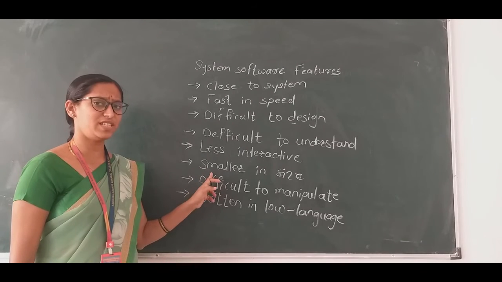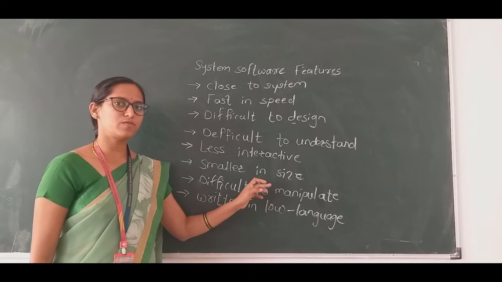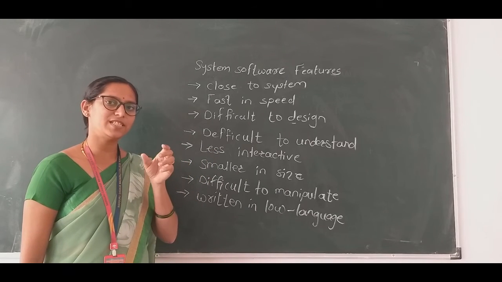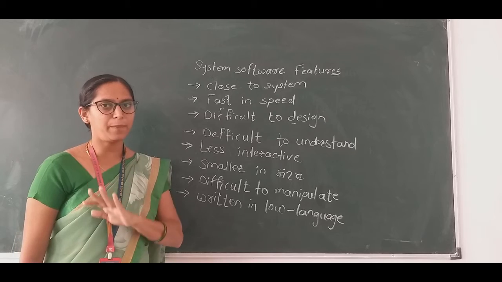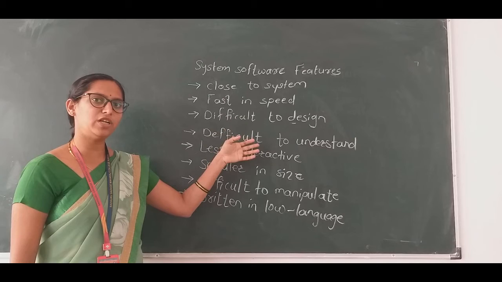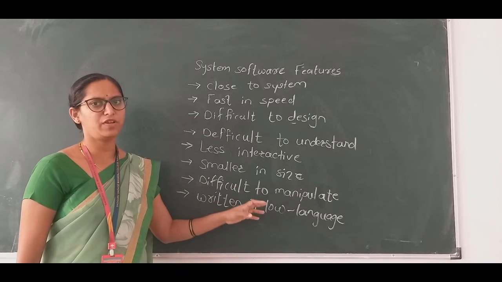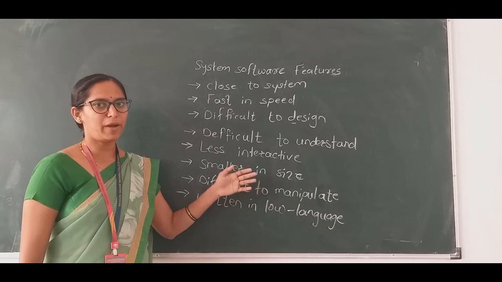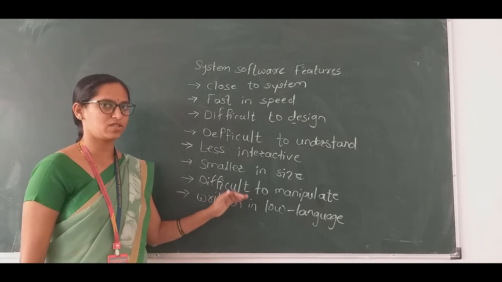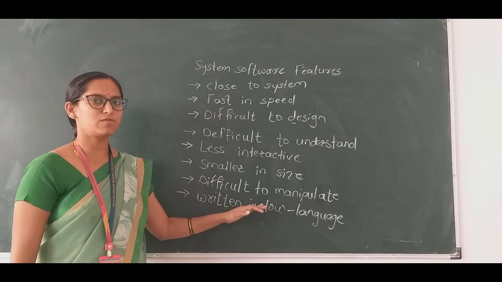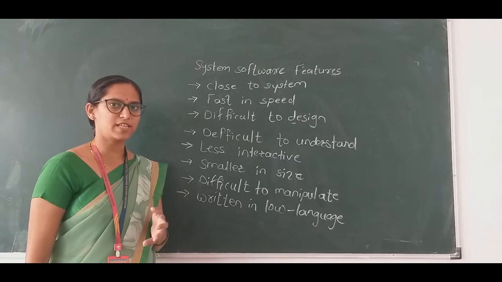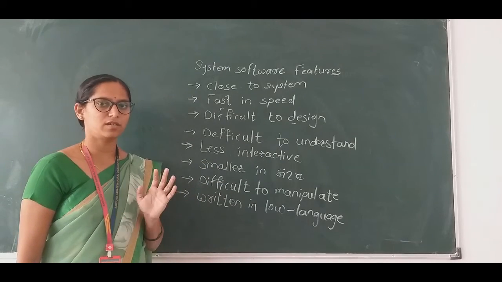And the next one is small in size. All system software is designed for a specified purpose or specified platform. That's why its size is small as compared to application software. Difficult to manipulate. If it is difficult to understand and difficult to design, it means it is difficult to manipulate. Why? Because the manipulation steps are uncommon for that particular system software. Which system software is known? The users know Windows operating system, Windows XP, and other operating systems.